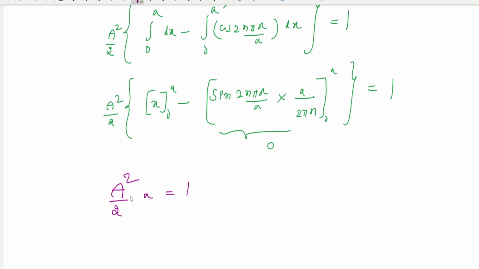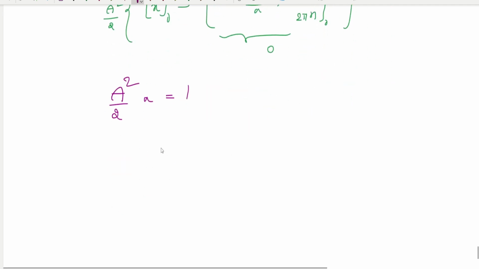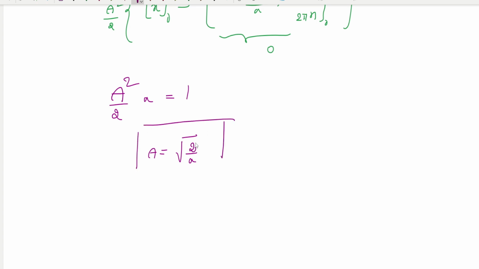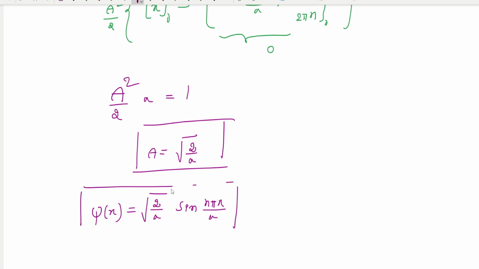In case you want to avoid the confusion between small a and capital A, you can use x equal to L. Therefore, A equals root of 2 divided by small a. Therefore, the total wave function of the one-dimensional infinite potential well is root 2 divided by a sine n pi x divided by a. This is the total wave function.